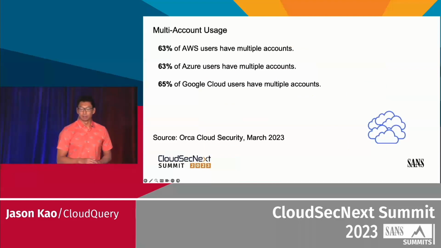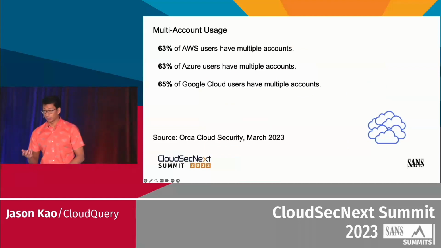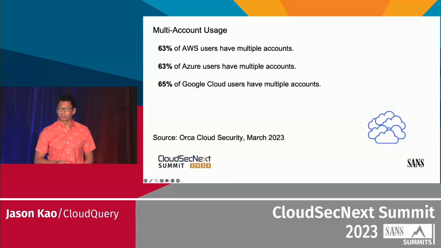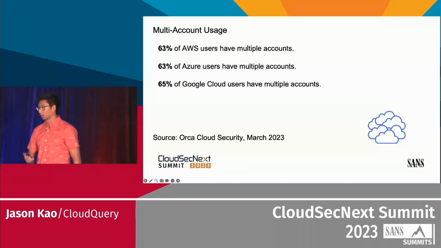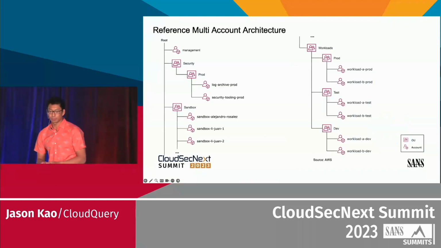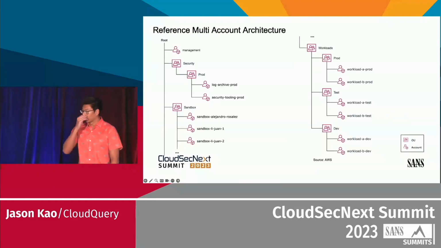What do multiple accounts look like? This is a study done by Orca Cloud Security in March of 2023. They found that 63% of AWS users have multiple accounts. In Azure, and this is not a typo, 63% of Azure users have multiple accounts, same as AWS. And in Google Cloud, 65% of Google Cloud users have multiple accounts. Now that's a lot.